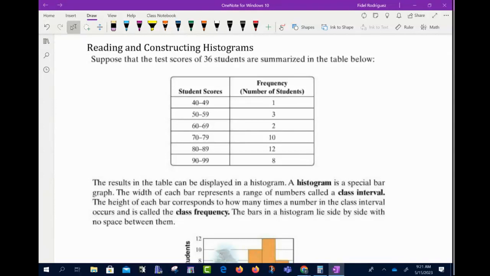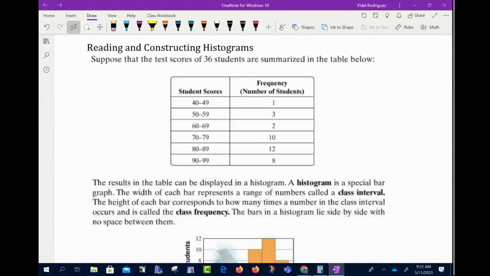What did they make? I don't know. They could have made 50s. All three of them could have made 59s. I don't know. I just know that they're in that range. Does that make sense? Okay, we had two people who made in the 60s. We had 10 people who made in the 70s, 12 who made in the 80s, and 8 who made in the 90s, right? This is what we call a frequency table.